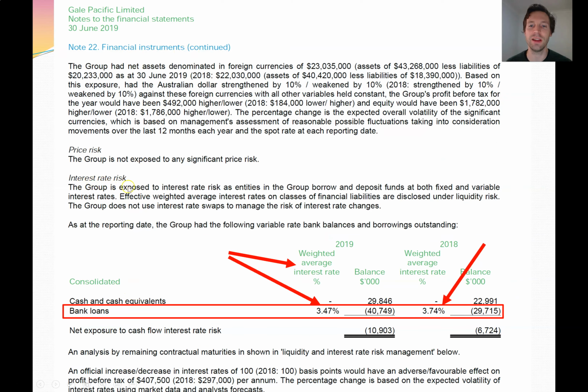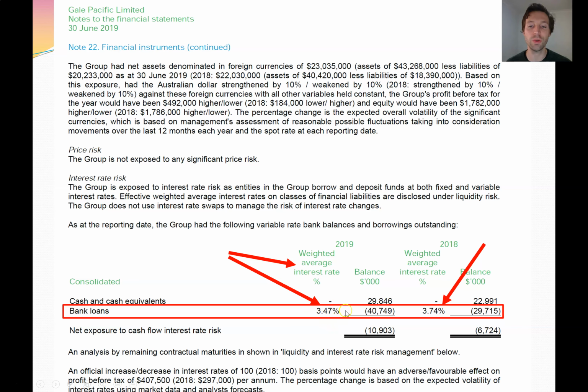So I'm going to go to note 22, and in note 22 on financial instruments, they've got interest rate risk, and it says for their bank loans, they have a weighted average interest rate of 3.47% this year. The prior year, the weighted average interest rate was higher. It was 3.74%. So this makes sense. During the year, we know interest rates broadly for the economy have decreased, and Gale Pacific, even though they've borrowed more money, because the interest rates economy-wide have decreased, they are paying a lower interest rate this year.